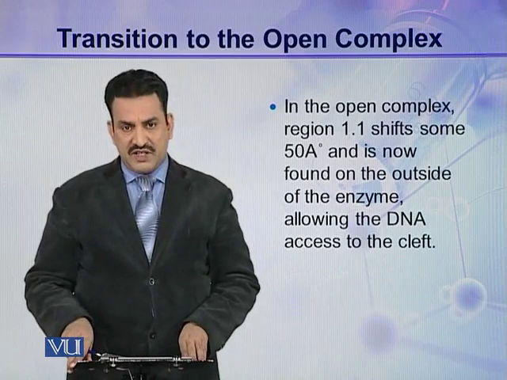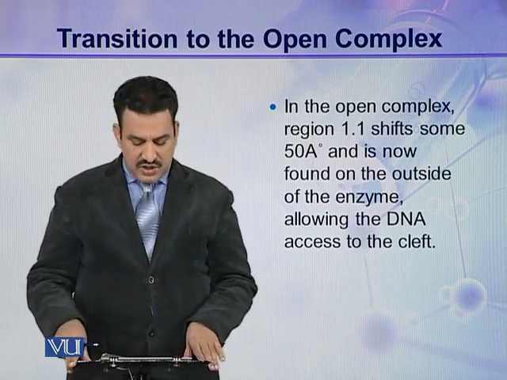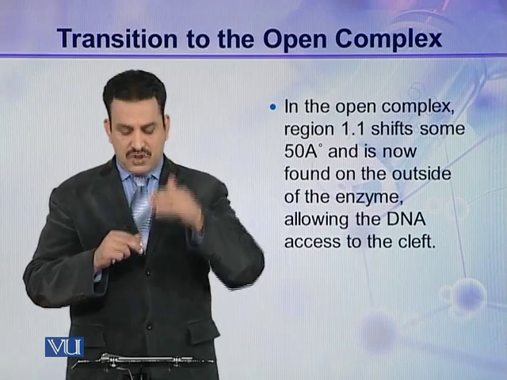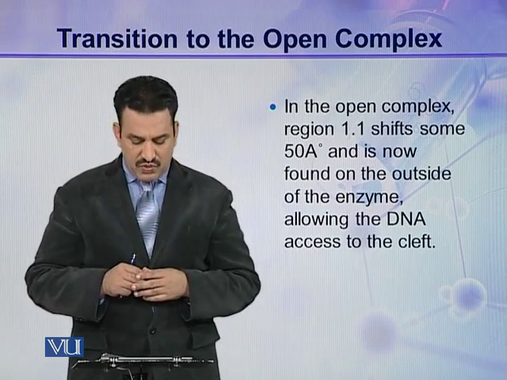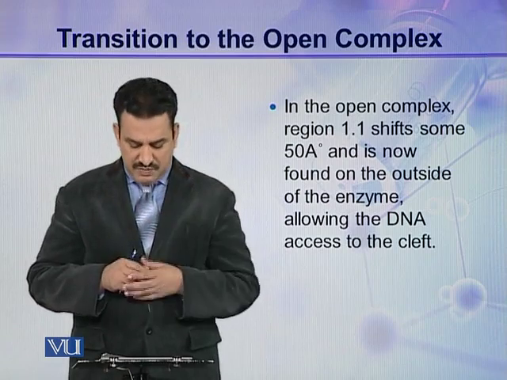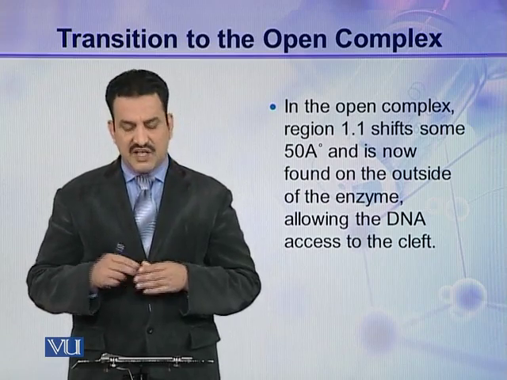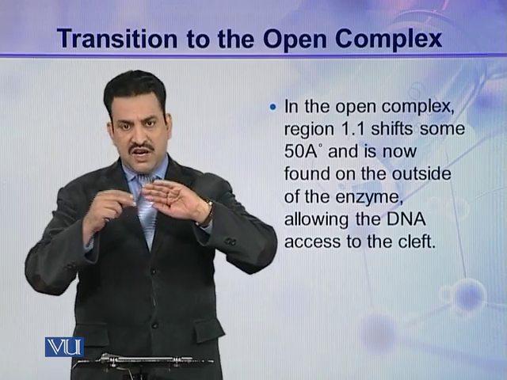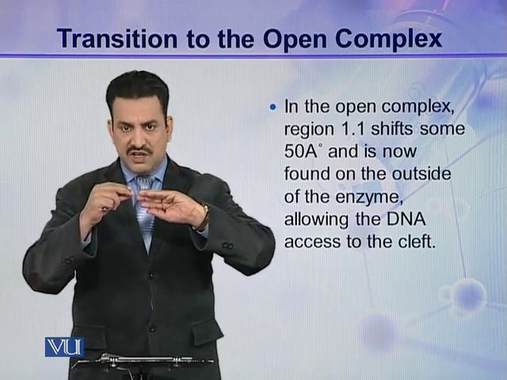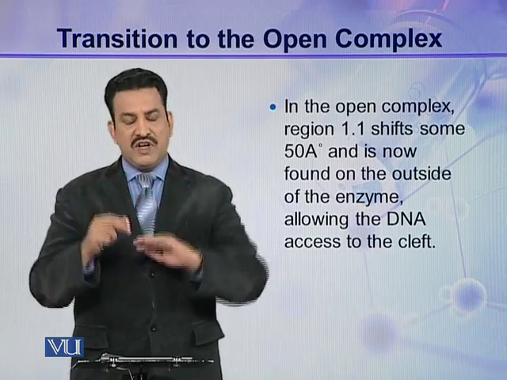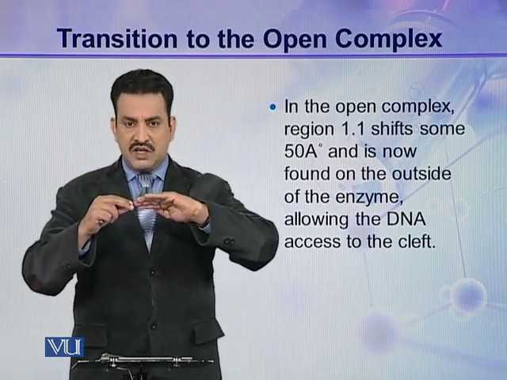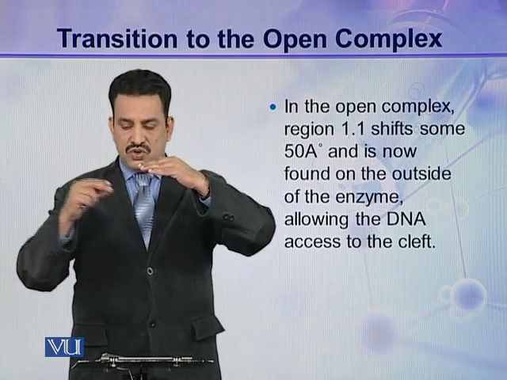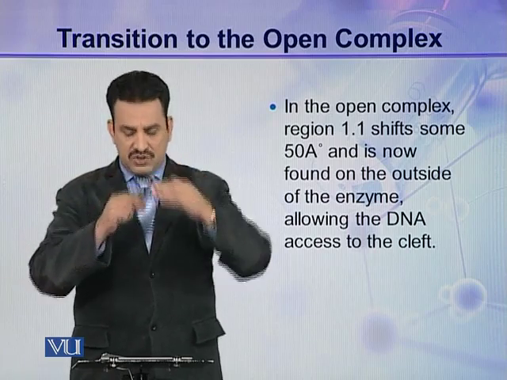In the open complex, when it is working, region 1.1 shifts some 50 angstroms and is now found on the outside of the enzyme, allowing the DNA access to the cleft. So first it is inside and it is blocking the DNA from entry, and when it is in the open complex, it is shifted about 50 angstroms away. So the channel for DNA is open now.